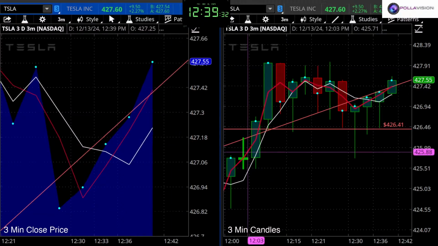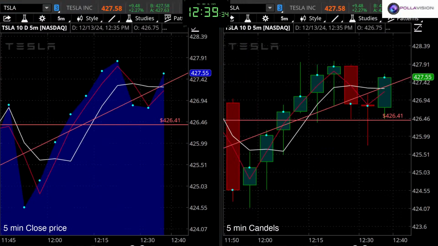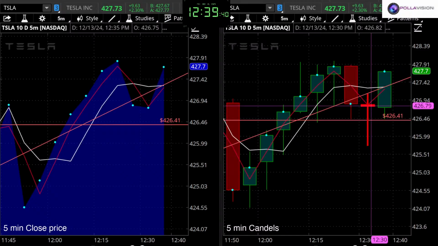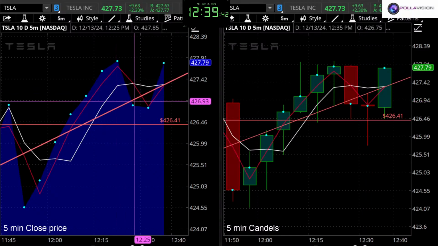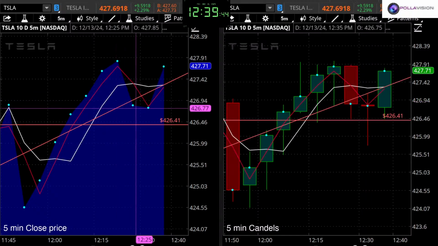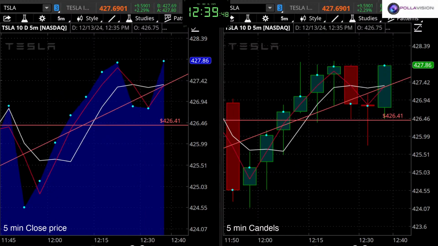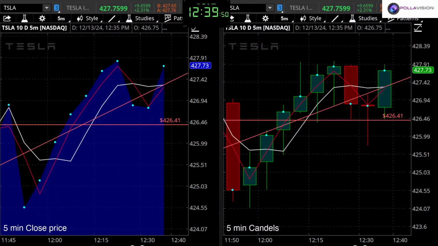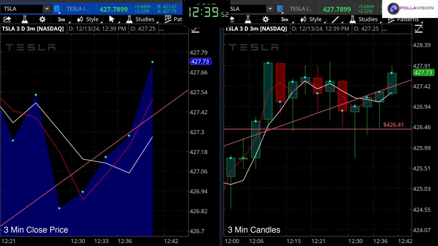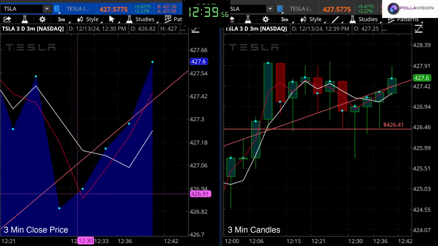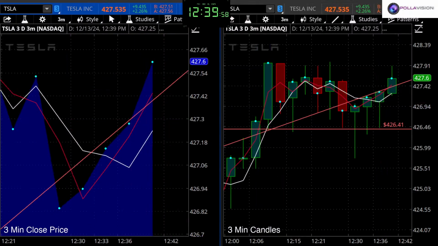Let's look at the 5. 5 is interesting. We got this really nice hammer here. We had 2 periods close below the 4. Now we're above the 4. Look at the 3. We got these nice green candles. Boom, boom, boom. Boom, boom, boom, boom, boom.